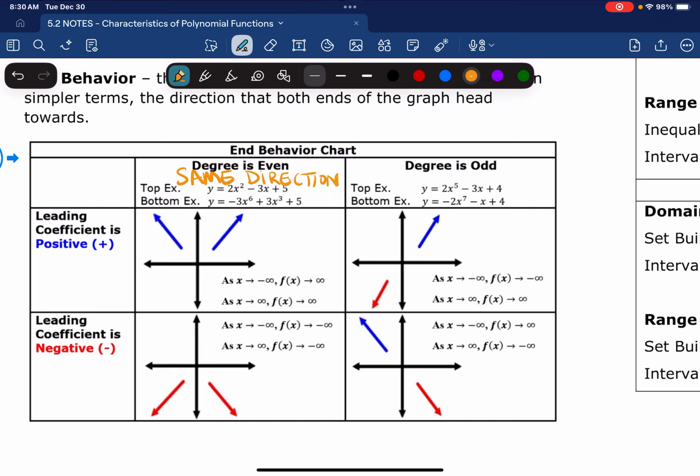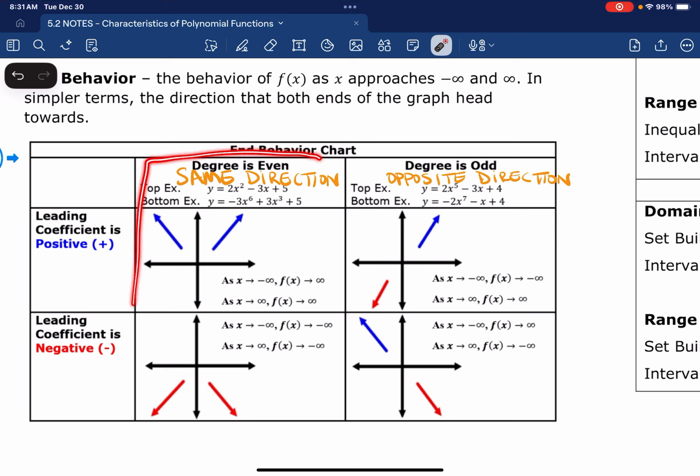Okay? If the degree of your polynomial function is odd, so if the highest exponent is an odd number, then the end behaviors of your polynomial function go in the opposite direction. Odd, opposite. All right? Odd, opposite. That's how I always remembered it. Okay, so let's go back to our even degree polynomial functions. I know they end in the same direction, so the question is, do both ends go up or do both ends go down? Your job next is to look at the leading coefficient.